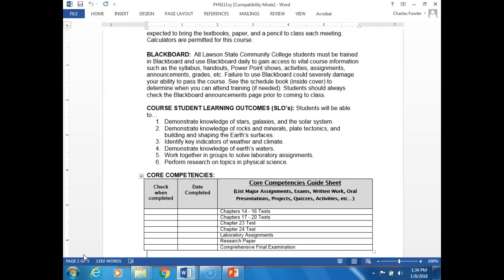Okay? So that's working together to solve laboratory assignments, and then each one of you will do research on some topic in physical science. It's not huge, okay? Just, we'll talk about it later. Just get you out of the book into the real world, okay?